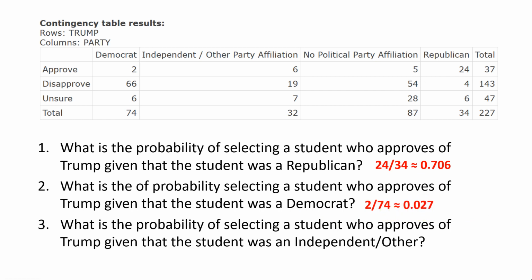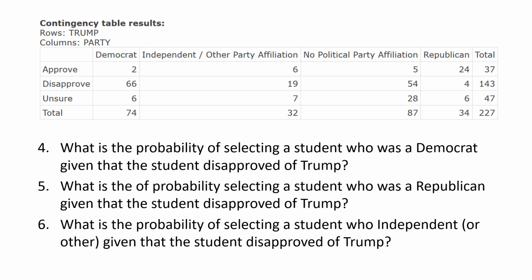Number 3, what is the probability of selecting a student who approves of Trump given that the student was an independent or other? Again, we only look at this group of students, 32. Out of the 32, how many approved of Trump? That would be 6. So 6 out of 32 rounds to 0.188, so about 19%.